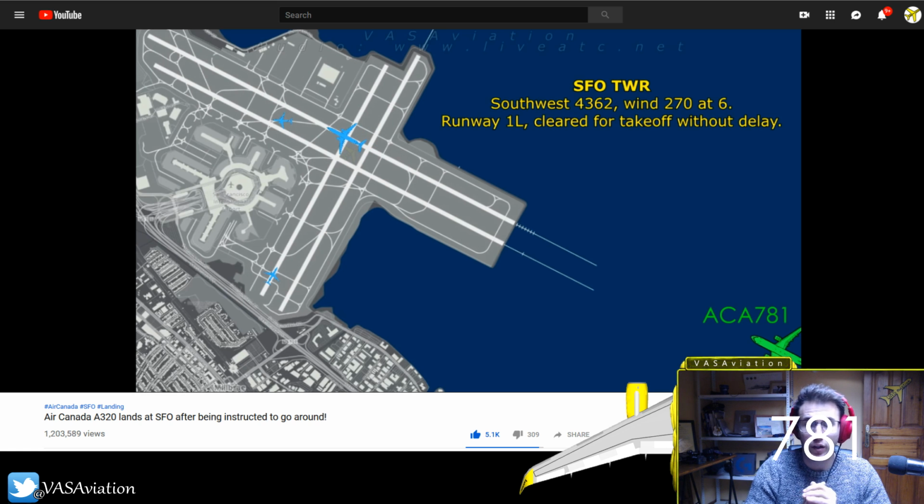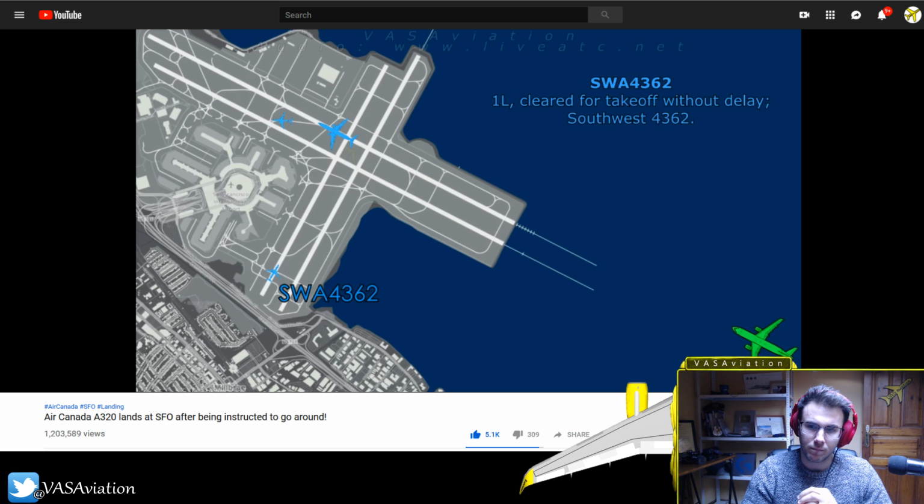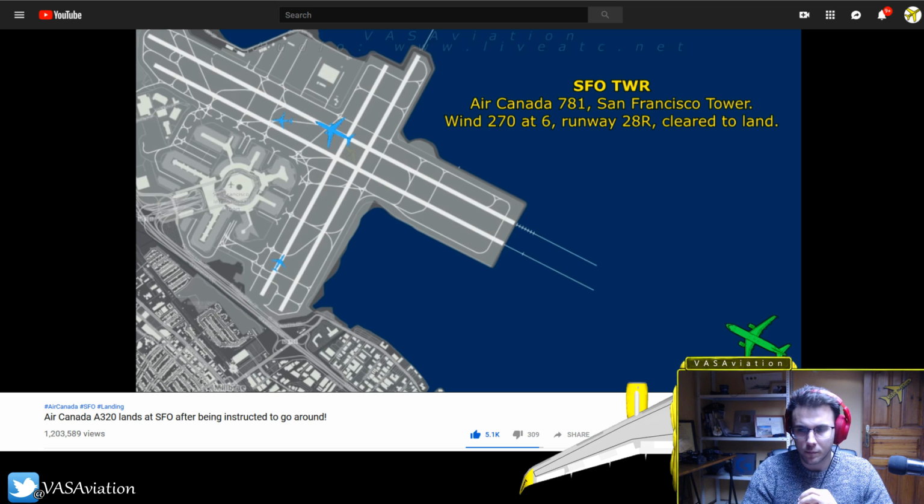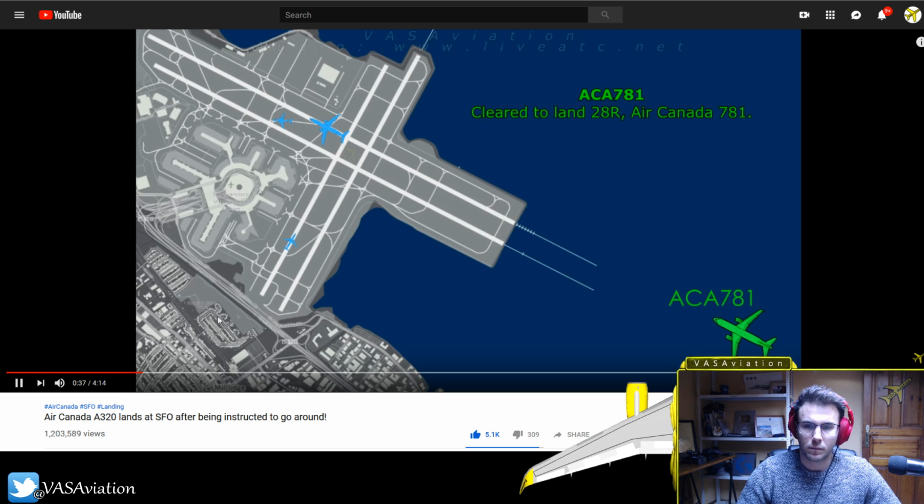Southwest 4362, wind 2706, runway 1 left, go for takeoff, no delay. 1 left, go for takeoff, no delay, copy 4362. Air Canada 781, San Francisco Tower, wind 2706, runway 28 right, clear to land. Land 28 right, Air Canada 781.